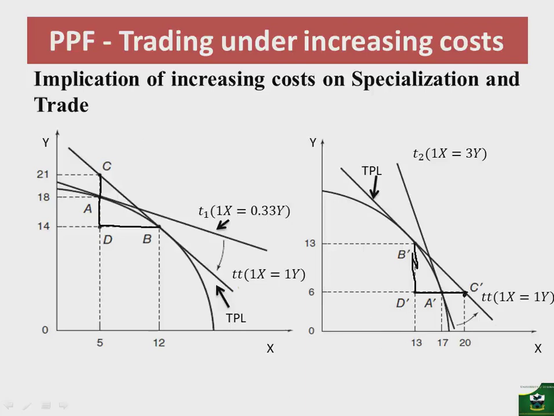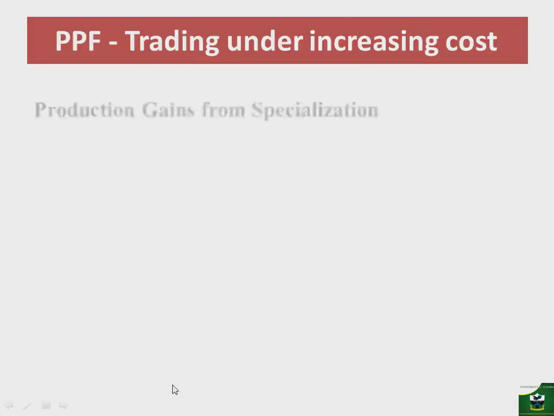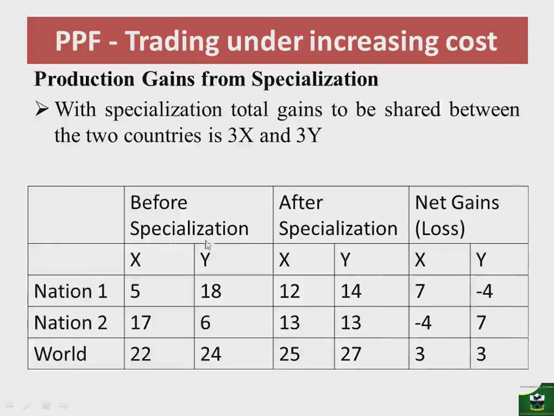So if we take this into a deeper analysis and measure the gains from specialization and the gains from trade, we will notice that before specialization, let's begin with production, nation 1 was producing 5 units of X and 18 units of Y, and nation 2 was producing 17 units of X and 6 units of Y. If we add the two, we see that the X production before specialization, in other words in autarky, was 22, and the Y production in autarky was 24.